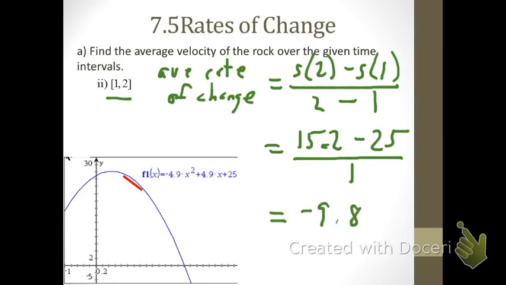Now you might think, how in the world is the velocity negative? Well, the velocity being negative 9.8 meters per second, the negative part just indicates that this rock was going down at that time. Because if the velocity was positive, the rock was going up, and if it was negative, that means it was going down. So on that interval from 1 to 2, the average rate of change was negative 9.8 meters per second.